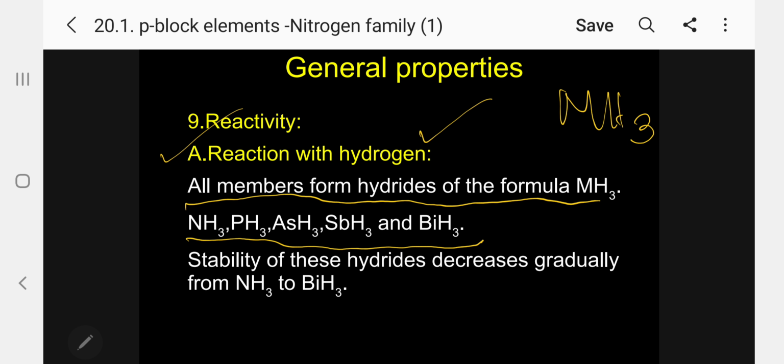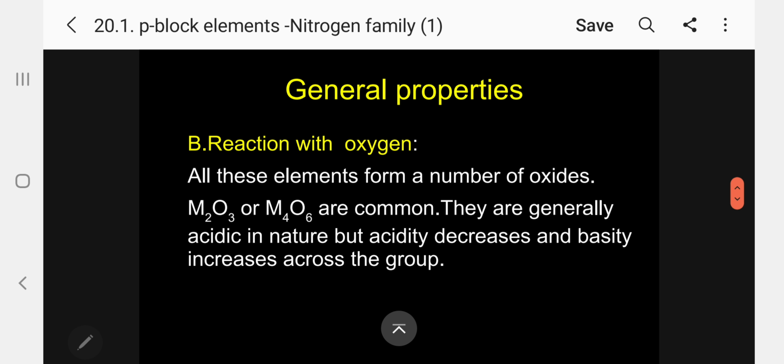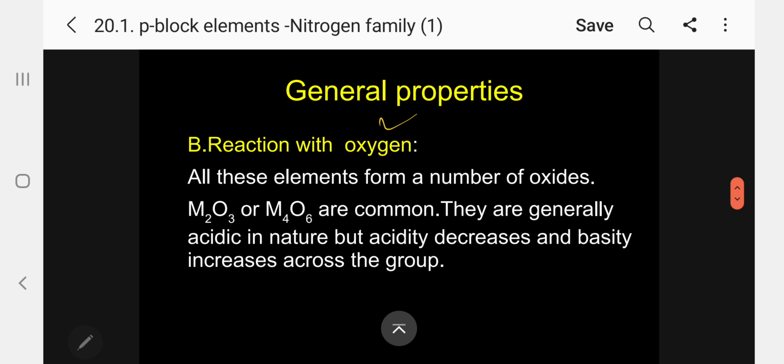As usual, you can think of ammonia and phosphine as covalent. Arsenic hydride, antimony hydride, and bismuth hydride will generally be ionic in nature. The stability of these hydrides decreases gradually from ammonia to bismuth hydride. Kindly follow, stability decreases.